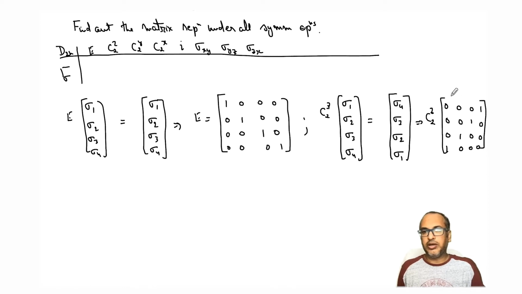So now you can try yourself by doing this multiplication with this and see if you are getting this, right? So basically what I have done is I have placed 1 over where sigma 1 is going to its new position. So sigma 1 is going to sigma 4. So I have placed 4 over here.